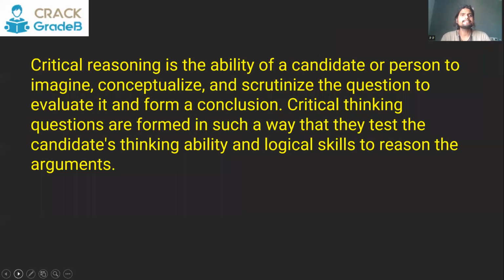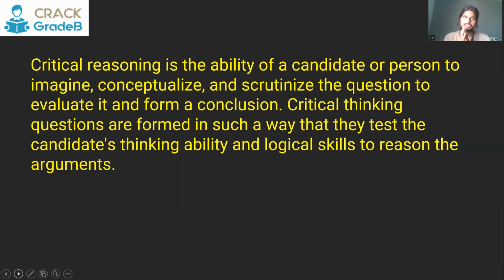So what is critical reasoning? Critical reasoning is the ability of a candidate or a person to imagine, conceptualize, and scrutinize the question, to evaluate it and form a conclusion. Critical thinking questions are formed in such a way that they test the candidate's thinking ability and logical skills to reason the arguments. So it is all about reasoning the arguments.